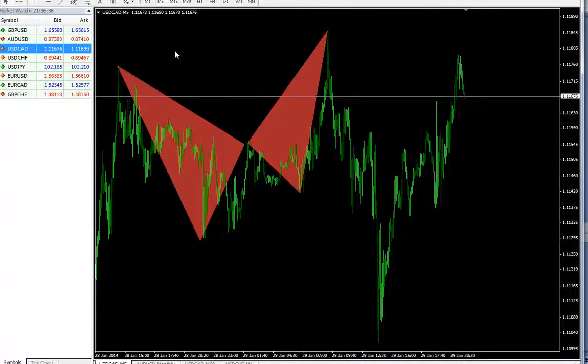When you're looking at charts themselves, this would be considered an X, A, B, C, D. This would be considered a butterfly pattern.